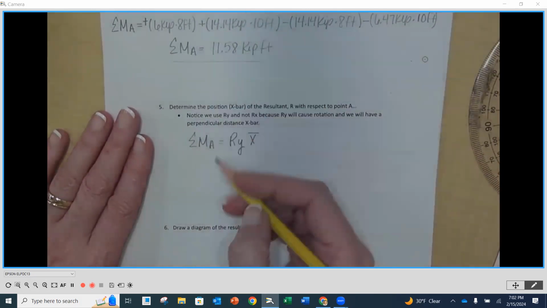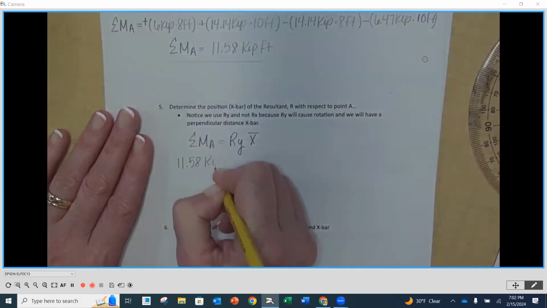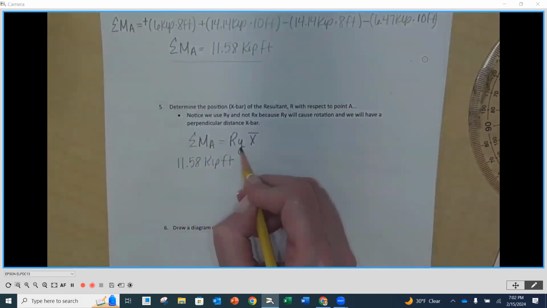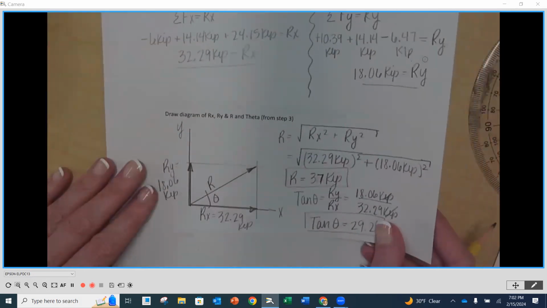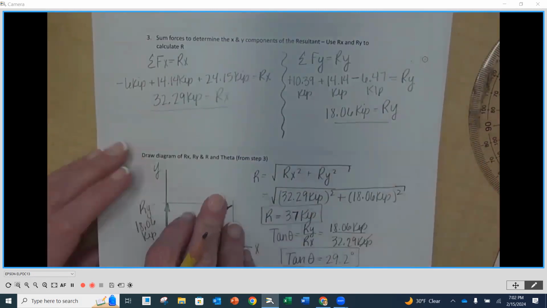So we know the sum of the moments around A is 11.58 kip-feet. It's going to be equal to our RY component, not the resultant, the RY component. So going back over here, 18.06 kips.